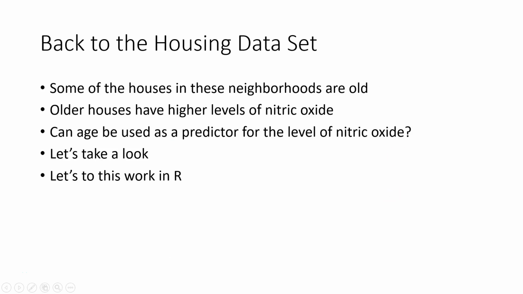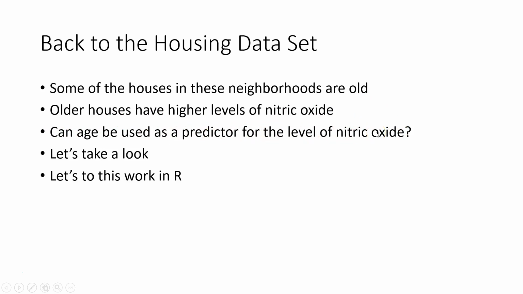Okay, we're going to go back to the Boston housing data set, and we're going to take a look at a couple of fields, some relationships between fields. Some of the houses in some of these neighborhoods are really old, and some of the neighborhoods just generally are old. And the older houses have higher levels of nitric oxide in the soil around the house. So can the age be used as a predictor for the level of nitric oxide?